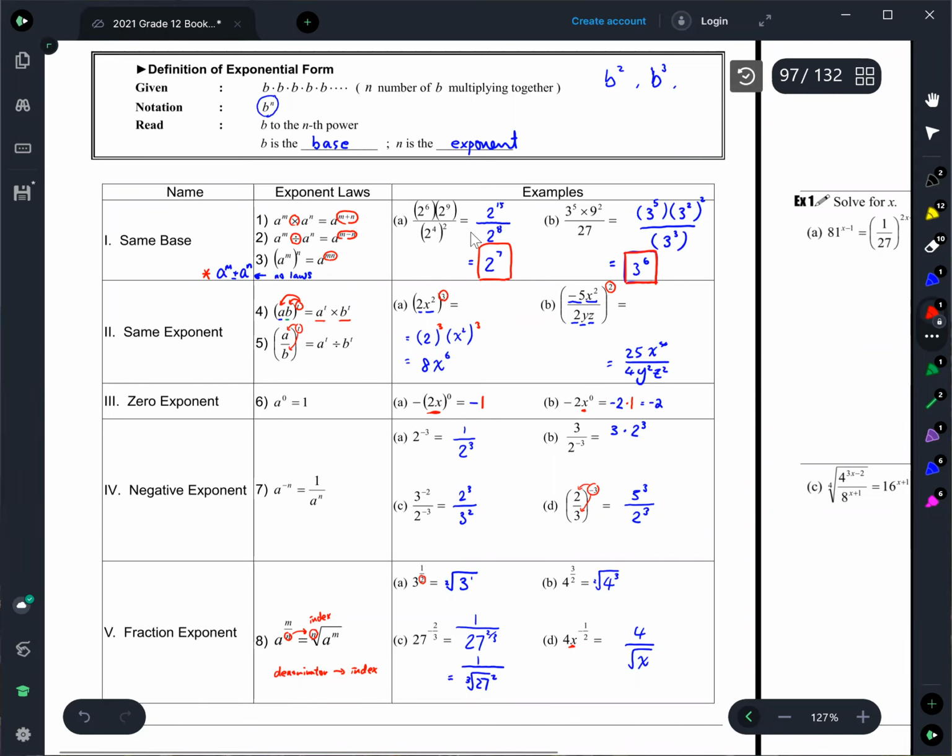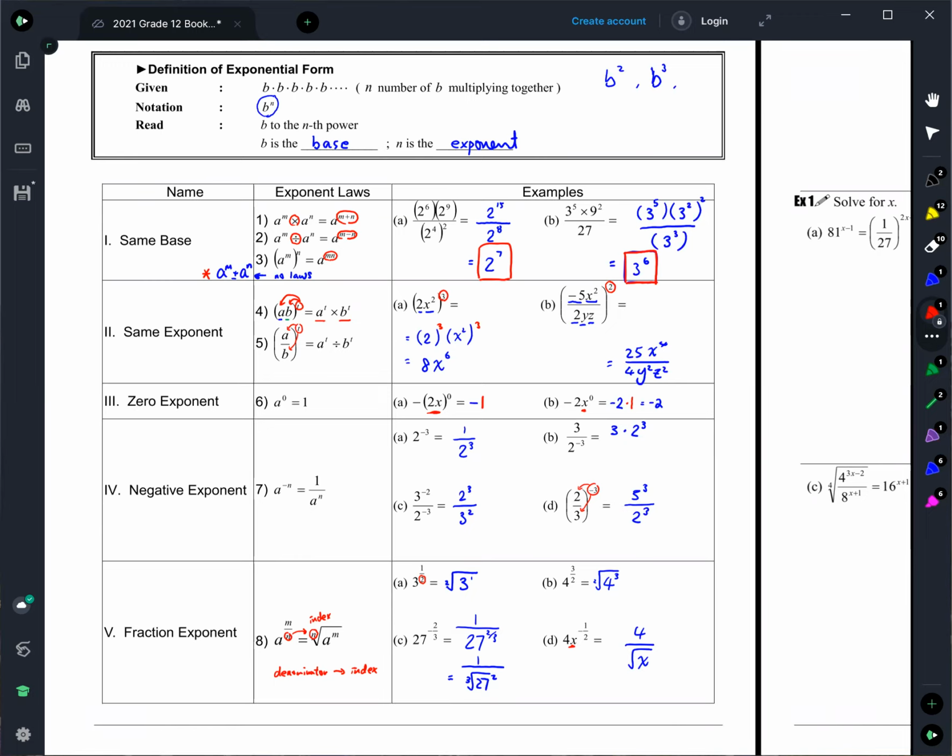Make sure you have all the rules copied down. Okay, Caleb and Chris, do you need more time?